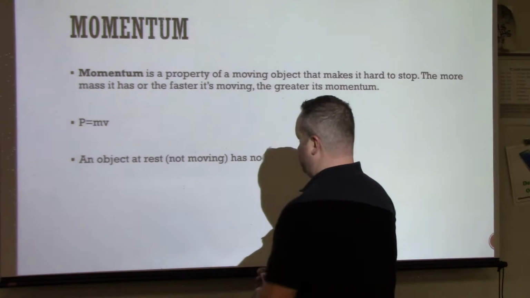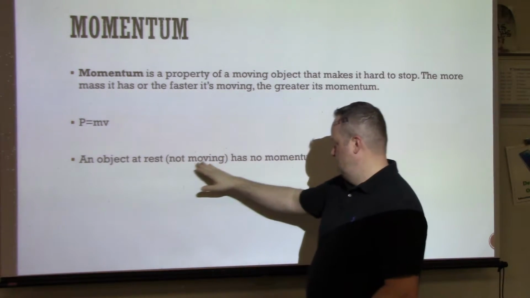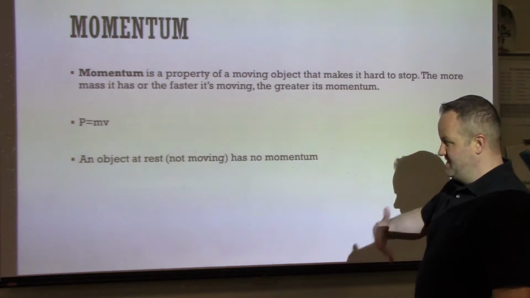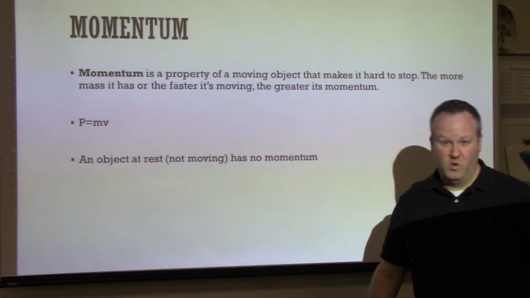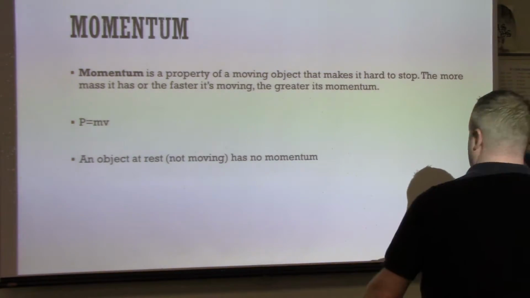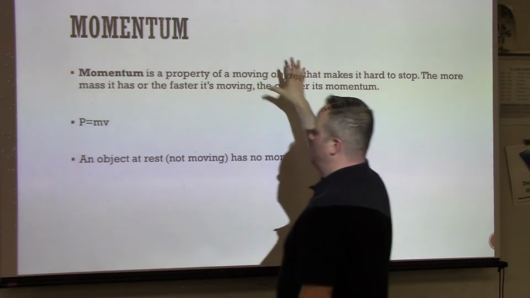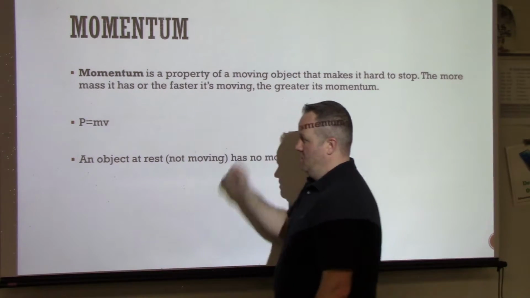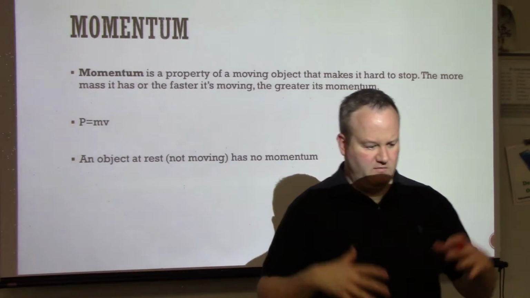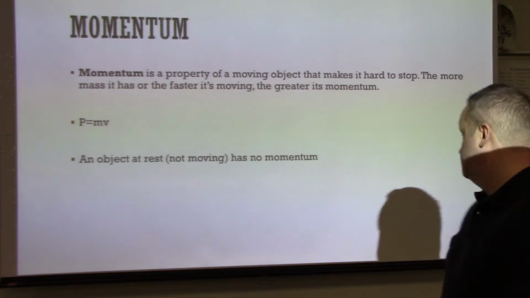This is something that's different from inertia though, because an object at rest, that means not moving, does not have momentum, while it still does have inertia. So moving and stationary objects both have inertia, but only moving objects have momentum. The reason why is if you look at the v here, that's velocity. If that velocity is 0, any number times 0 is 0.